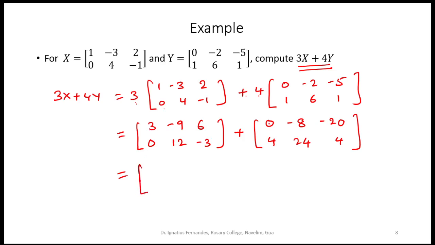So 3 plus 0 is 3, minus 9 plus minus 8 is minus 17. 6 plus minus 20 is minus 14. 0 plus 4 is 4. 12 plus 24 is 36. And minus 3 plus 4 is 1. So the answer, if we wanted to compute this matrix, comes to this matrix, and this is of the order 2 by 3.